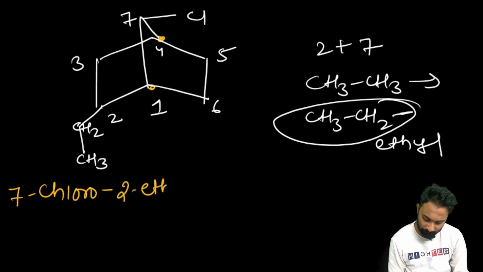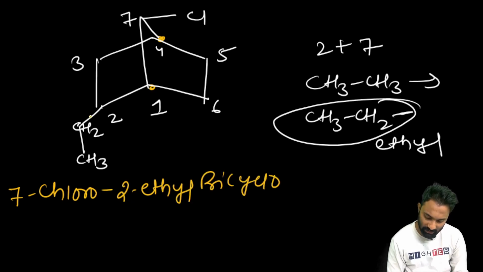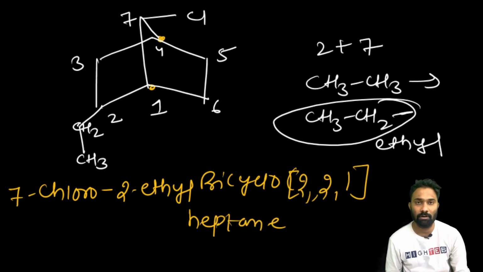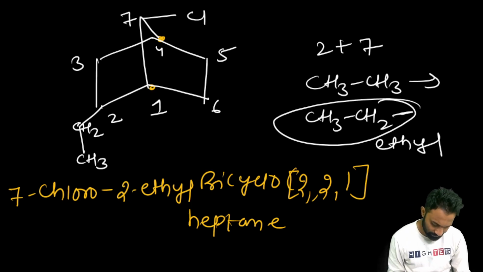2-ethyl, 7-chloro, 2-ethyl, bicyclo, 2 comma 1. How many carbons are we having? Total heptane. Total 7 carbons we are having. All are single bonds. So heptane. Done. 7-chloro, 2-ethyl, bicyclo[2.1.1]heptane. Clear? Now next. Let's suppose they have given it in this manner.